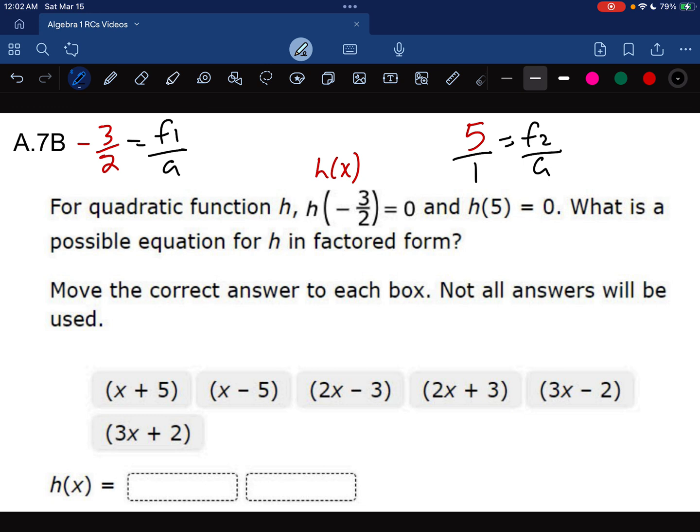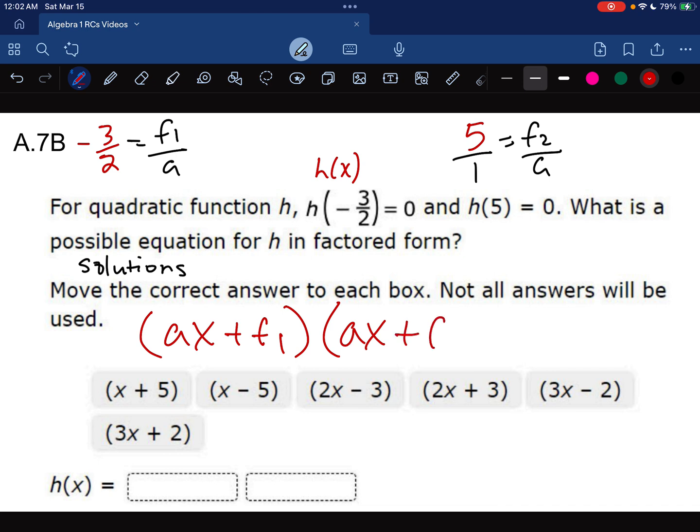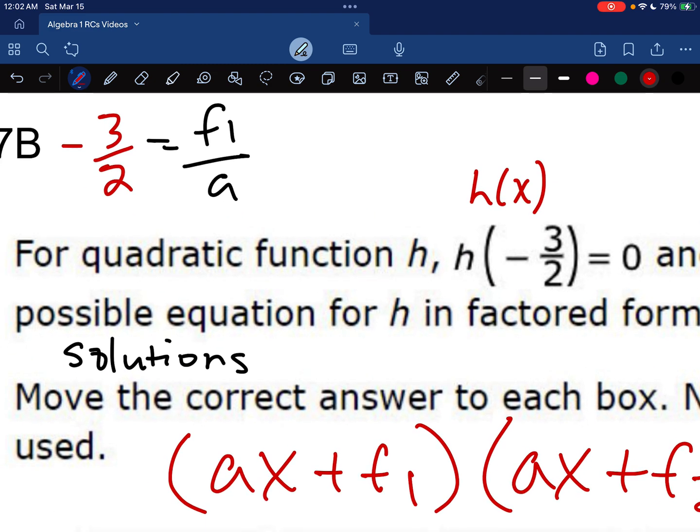So remember, solutions are the opposite of each other. Factors are the opposite of solution. But we need to put it in the form. So when we do this, it kind of looks like this. You'll have an ax plus or minus your factor 1 times ax plus your factor 2. All right, so let's look at the first one. What would be your a value that you're going to replace it with?